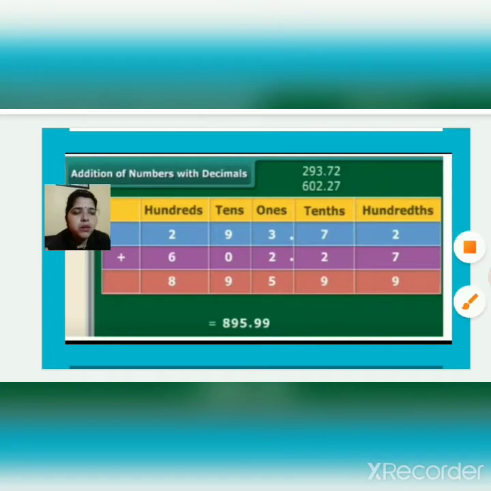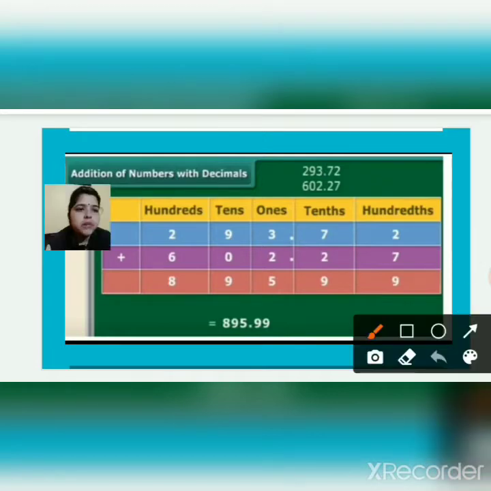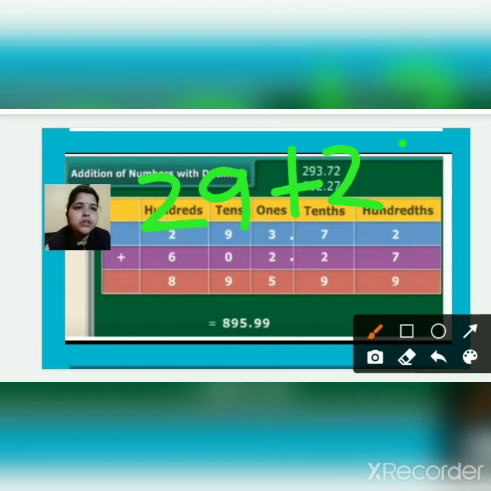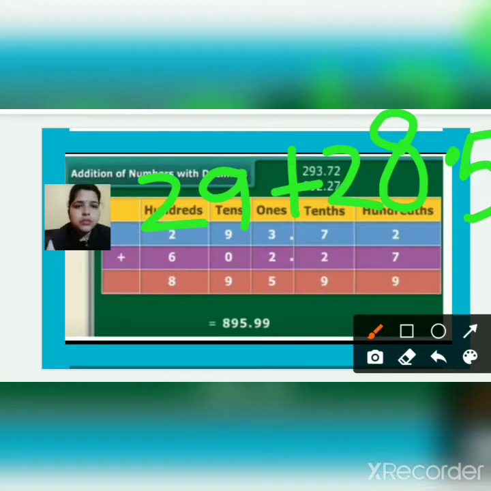Again I am telling you, see, if you have a number 29, and the next number you have, plus 28.5. What is the first number? It is simply 29. And what is the next number we have? We have 28.5.